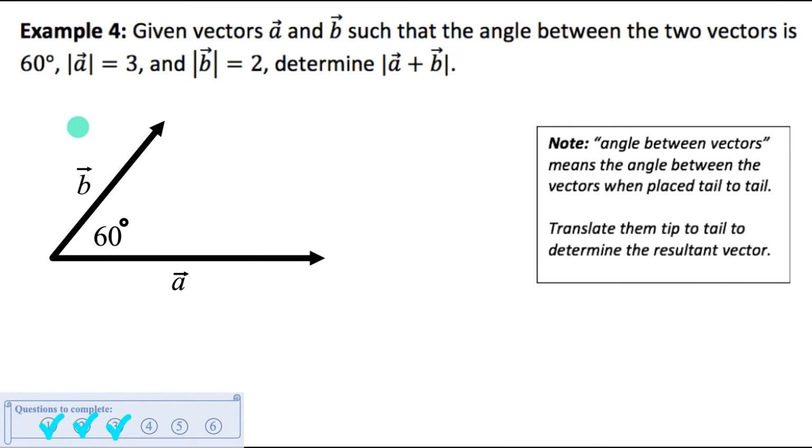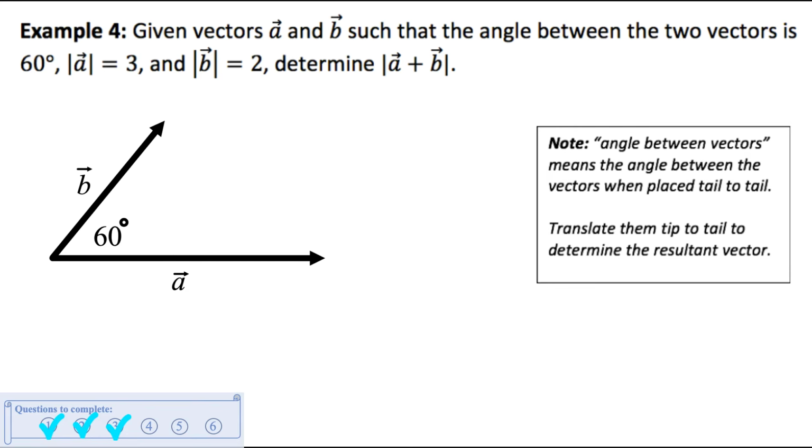The next thing I see, it says the magnitude of A is 3. Remember, the absolute value symbols around a vector mean the magnitude of the vector, which means just its length. So I know the length of vector A is 3 and the length of vector B is 2. And we're interested in the length, the magnitude, of vector A plus vector B. So I'm going to have to construct vector A plus vector B and then find its magnitude using some trigonometry.